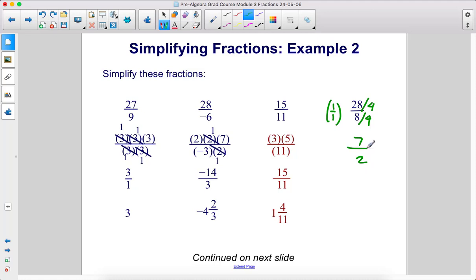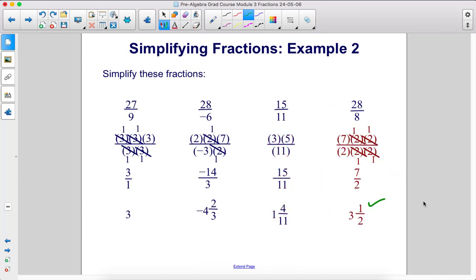However, if we want to convert this into a mixed number, we're just going to do that division. 2 goes into 7 3 times. 2 times 3 is 6. We have a remainder of 1, and we put it over that 2. The answer is 3 and 1/2. And there you have it.